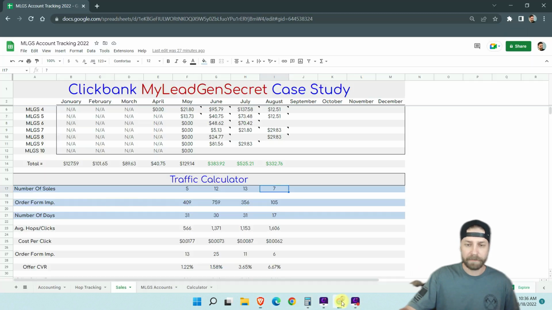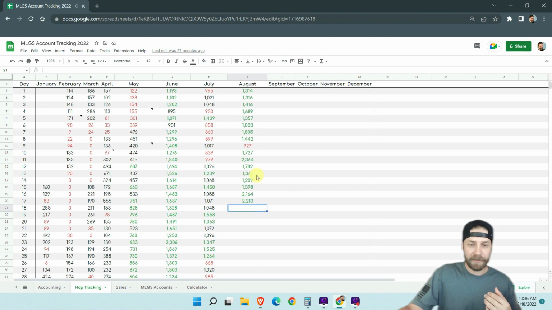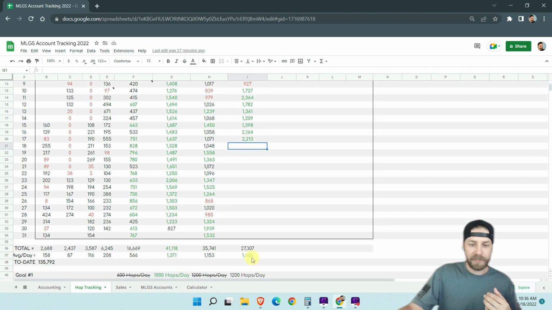Okay, let's go back. Order form impressions and the total number of days reported so far in this month. 17 days. By adding my daily hops in here, I'm able to average it out with a formula. I'm able to average that out to 1,606 hops.